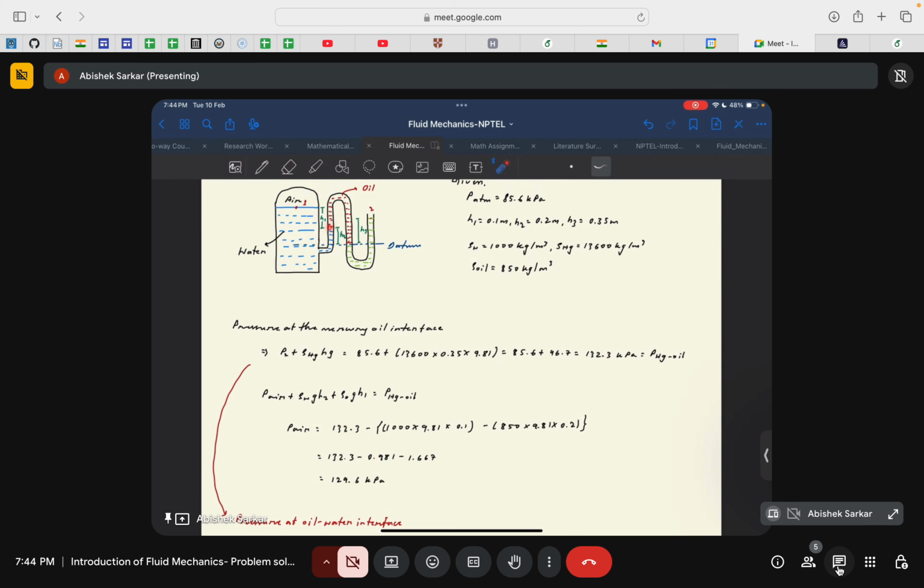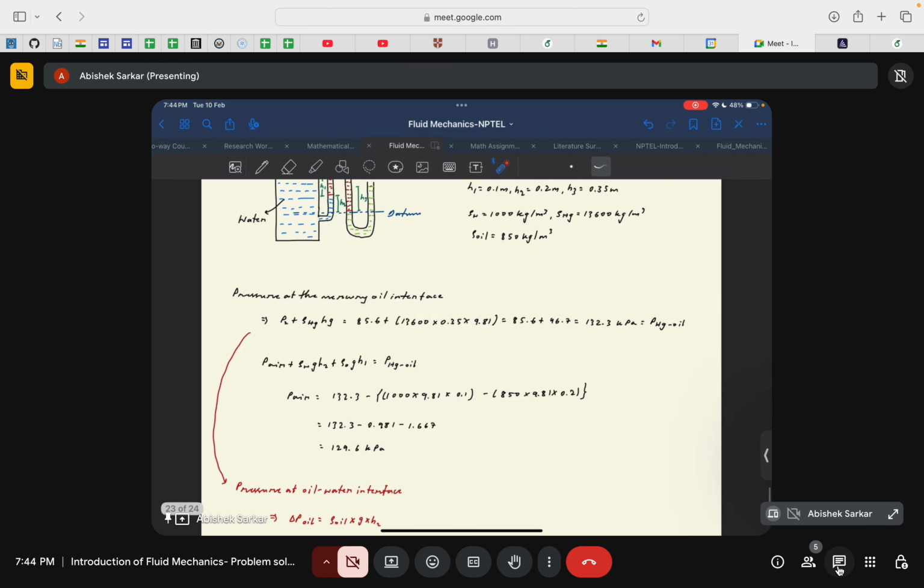Correct. So I need to now move up the manometer, or move up the reference point. As I already told you, if you move up the manometer, then the pressure will decrease. So with that idea, now I need to subtract the pressure because of the oil column across height H2 from the pressure at this oil and mercury interface. Okay, so let us find that out.